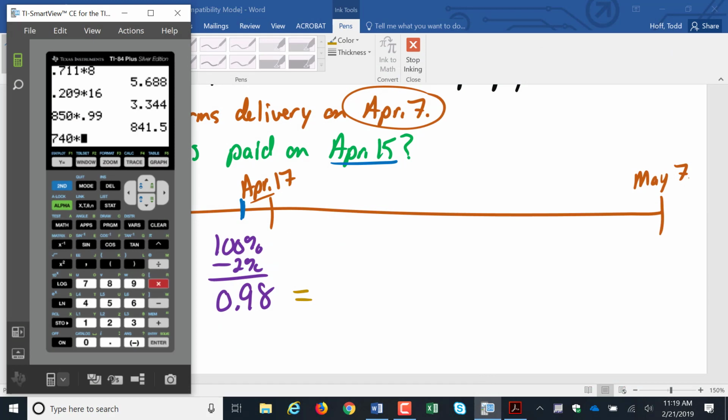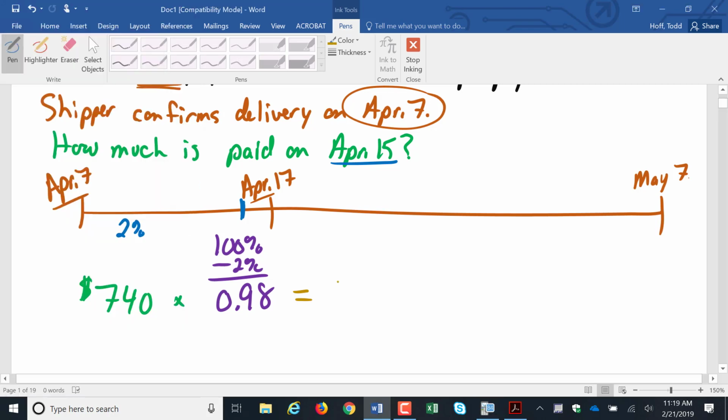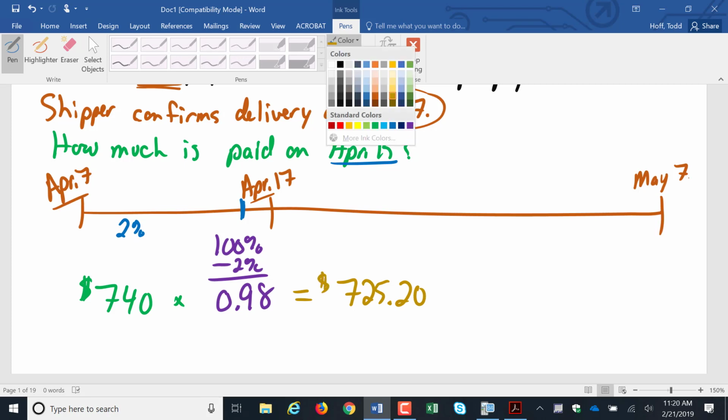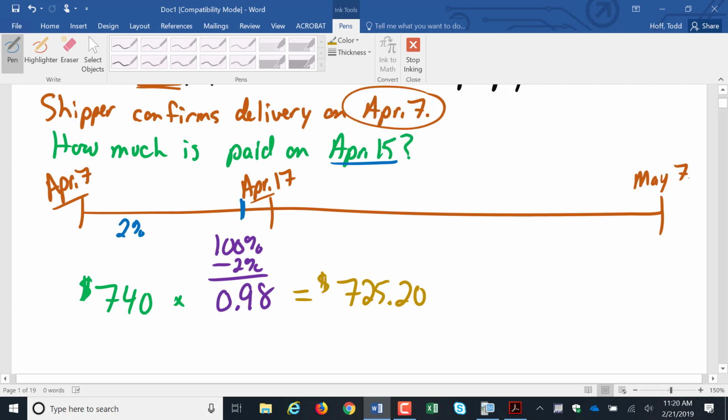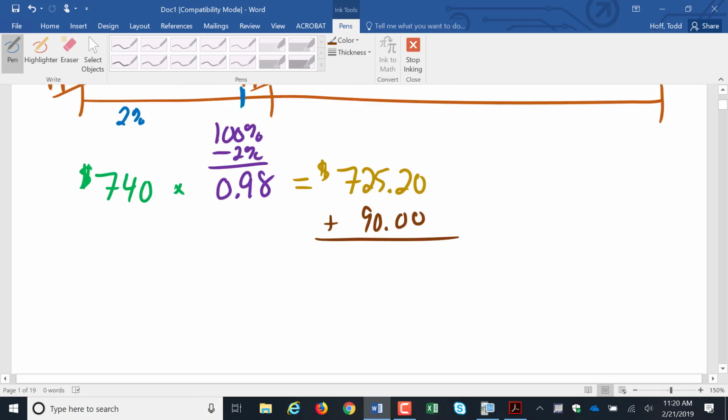So 740 times 0.98 gives us $725.20. That's the amount it's going to take to pay off the invoice, and we do still have to add that $90 in freight charges. So the total paid from the buyer to the seller, if paid on April 15th, is $815.20.